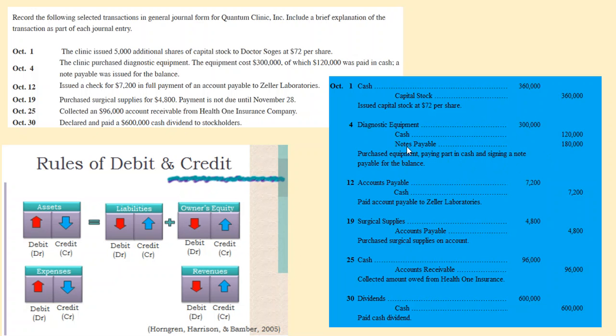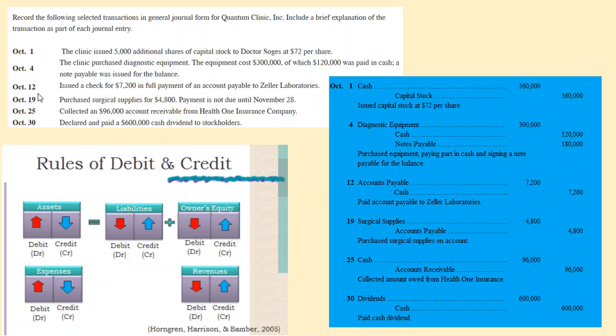Notes payable is a liability. We need to increase our liabilities because we now owe that $180,000. To increase the liability, we need to post a credit. So our entry is a debit to equipment for $300,000, a credit to cash for $120,000, which decreases cash, a credit to notes payable for $180,000, which increases notes payable. And our description here: we purchased equipment, paid part in cash, the remainder on a note.